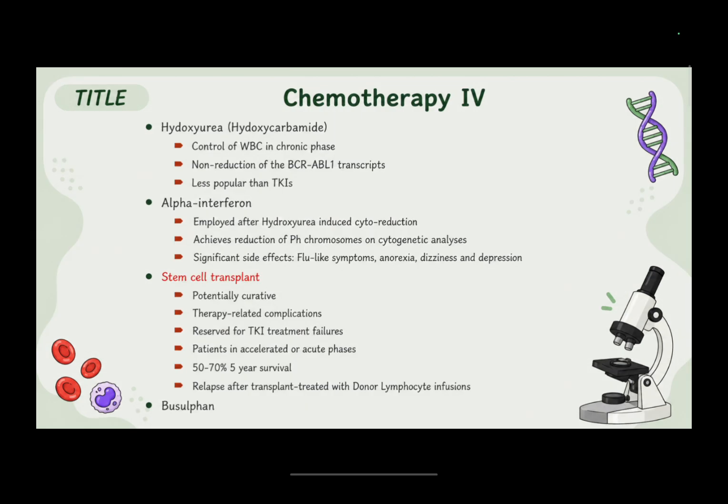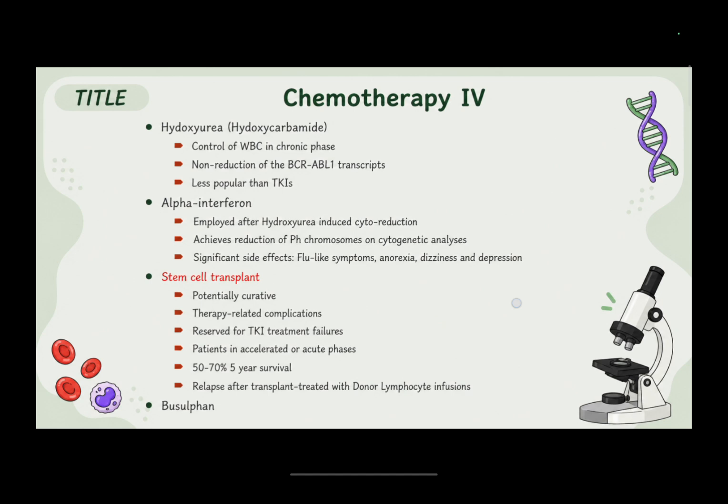Chemotherapy and supportive treatment. To complete our treatment picture, hydroxyurea, which is known as hydroxycarbamide, is an oral cytoreductive agent used for short-term control of skyrocketing WBC counts in the initial chronic phase, but it does not reduce BCR-ABL1 transcript burden. The only potentially curative option remains an allogeneic stem cell transplant, which is strictly reserved for TKI treatment failure or advanced phases due to high transplant related mortality.